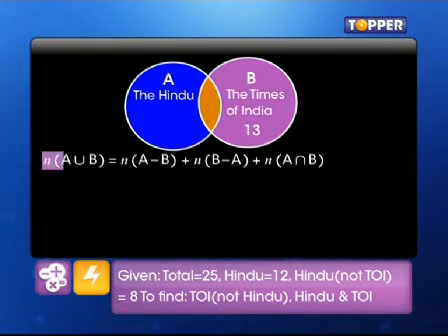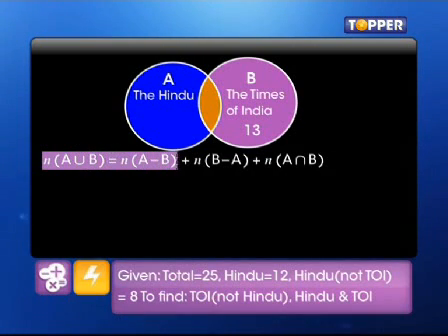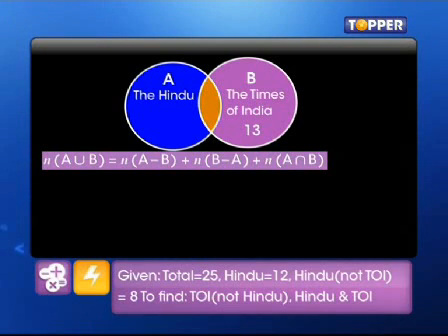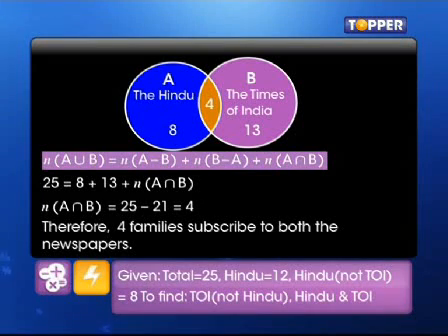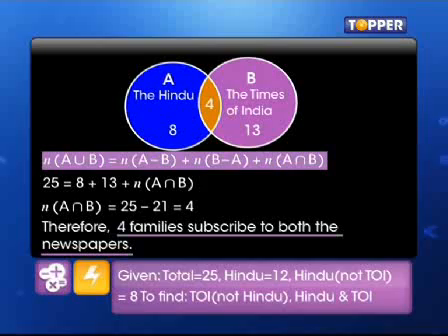Now n of A union B is equal to n of A minus B plus n of B minus A plus n of A intersection B, or 25 is equal to 8 plus 13 plus n of A intersection B, or n of A intersection B is equal to 25 minus 21, which is equal to 4. Therefore, we can say that 4 families subscribe to both the newspapers.